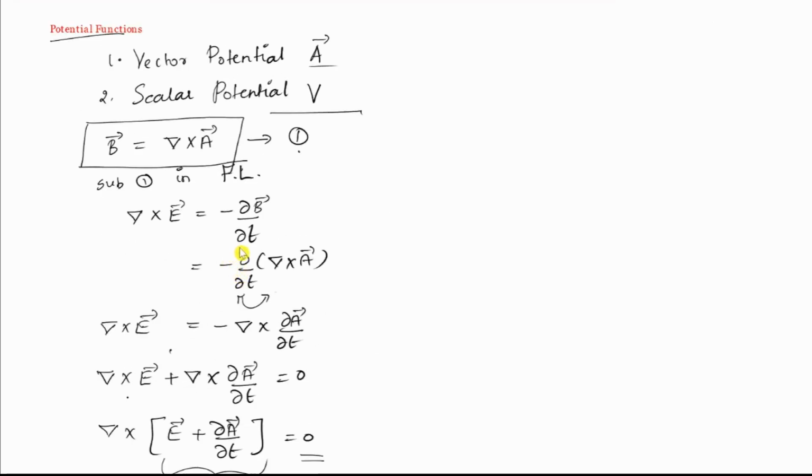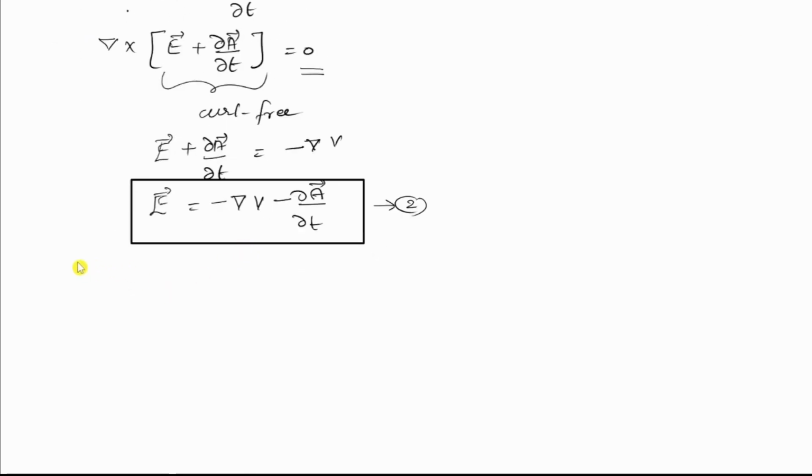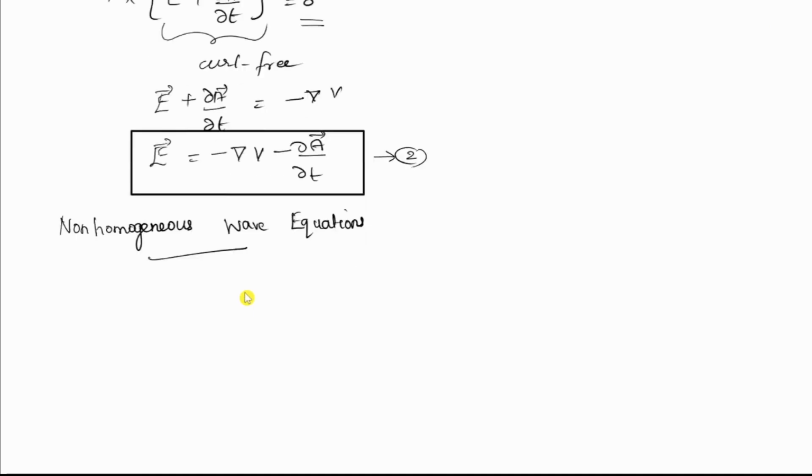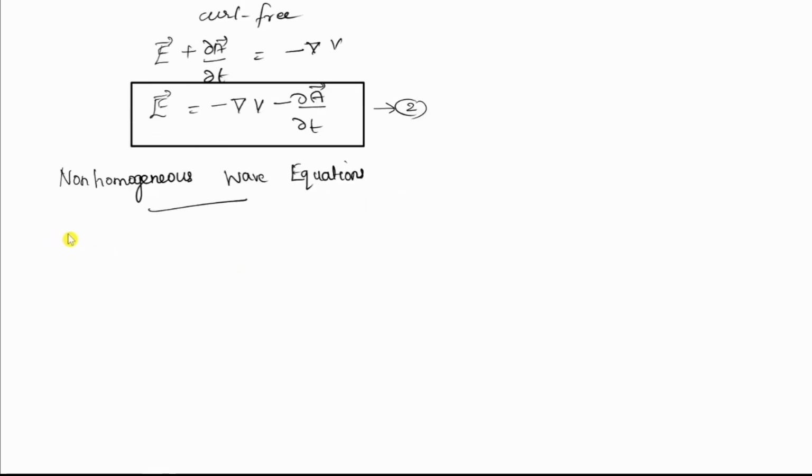Okay. So let us write the heading of non-homogeneous wave equations. So let us find the non-homogeneous wave equations for vector potential alone first. Okay, so let us find it for A vector.